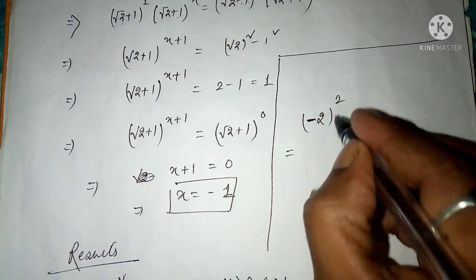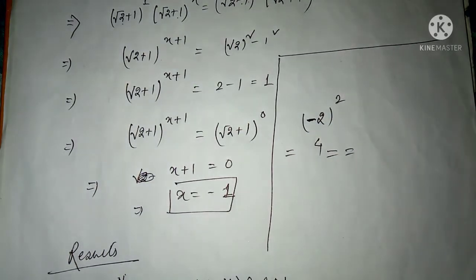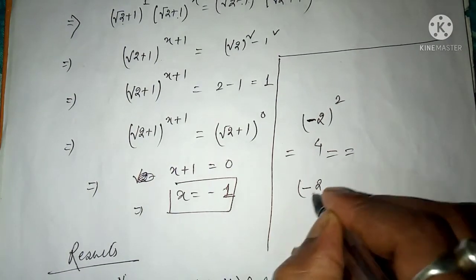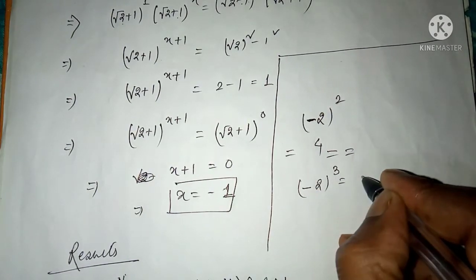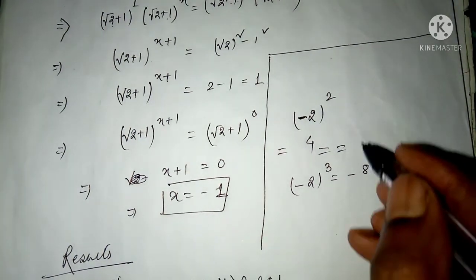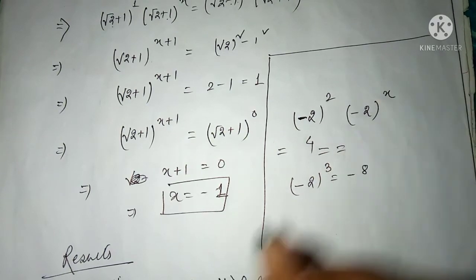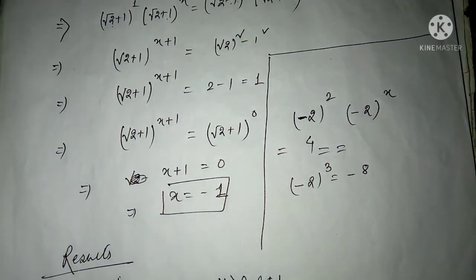Minus 2 square means it is 4. It is known to all. It is correct. We are getting a correct answer. Now say for example, minus 2 power 3. Then also it is correct. I am getting minus 8. Till this, no problem. But if someone asks me to write minus 2 to the power x, now x is a variable. X is a variable, which means it can hold any value.